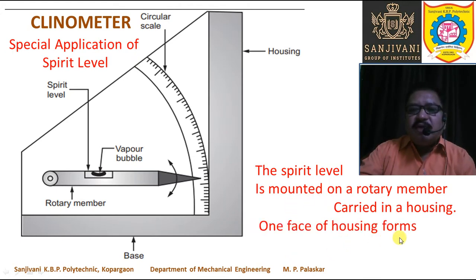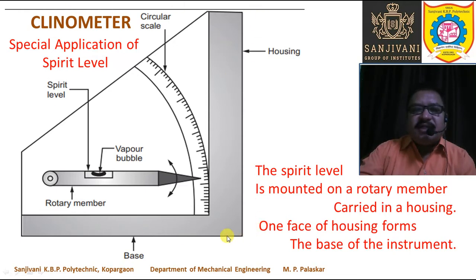Now one face of the housing forms the base of the instrument. So this face of the housing will form the base, one of the two faces. So this complete is a housing, this is one face and this is another face. You can see here that these two faces are perpendicular to each other. So one of these two faces forms the base of the instrument, the base of the clinometer.